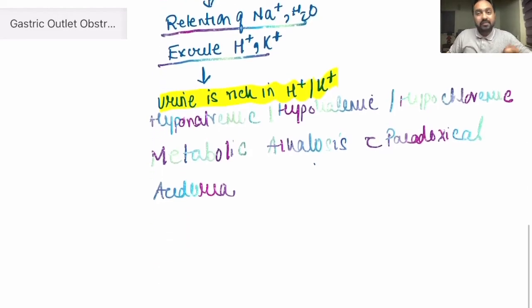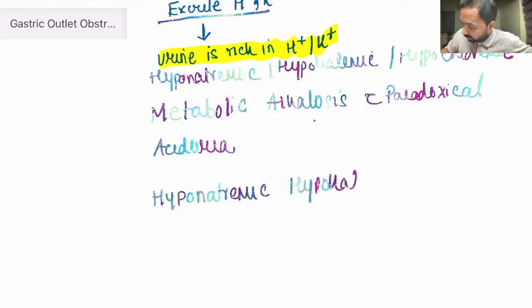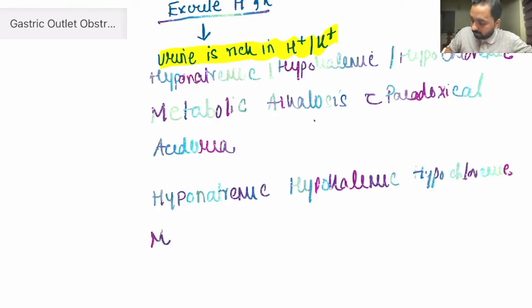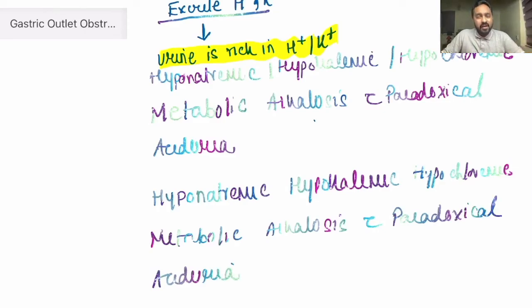So as a result, the metabolic abnormality or the changes that we get over here are, I write it down again, hyponatremic, hypokalemic, hypochloremic, metabolic alkalosis with paradoxical aciduria. So this is very commonly asked in your vivas and your final semester examinations, and is definitely a potential MCQ in each and every exam, where you would be simply asked regarding the metabolic changes, which of the following is true regarding the metabolic changes of gastric outlet obstruction.